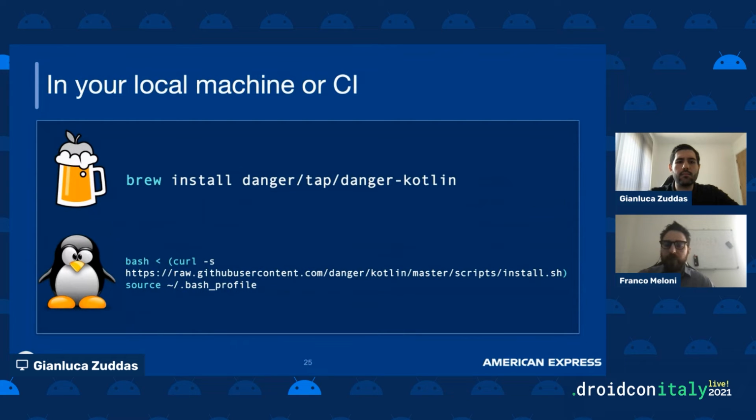But if GitHub Actions doesn't fit you, or you want to install it locally, you can use Brew if you're using a Mac machine, or you can use the script available in the GitHub repo if you're not using a Mac or you don't want to use Brew.